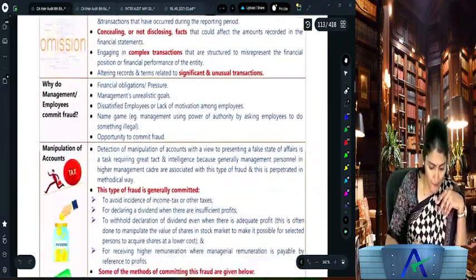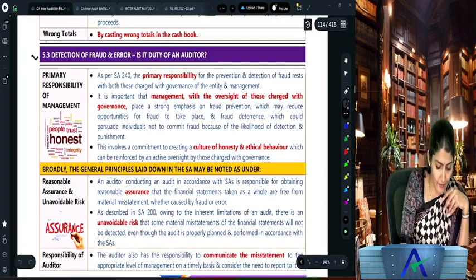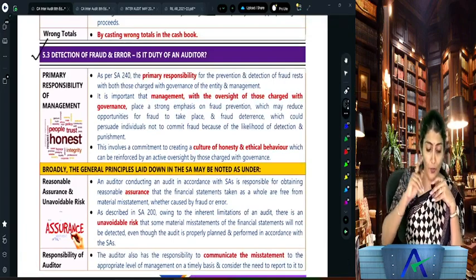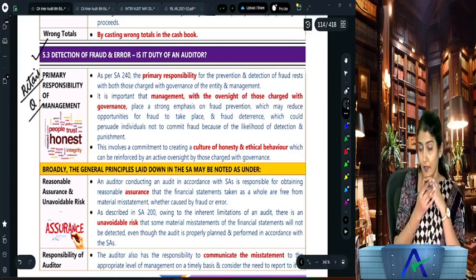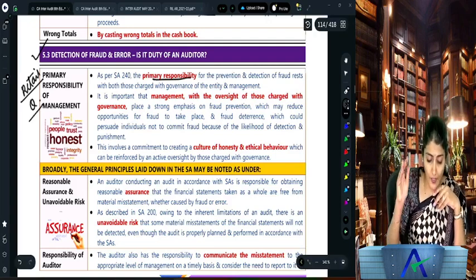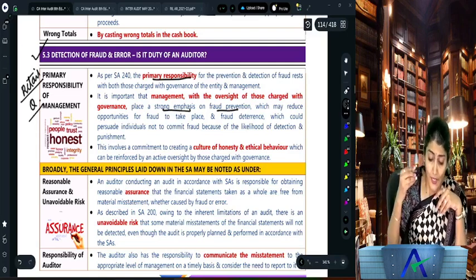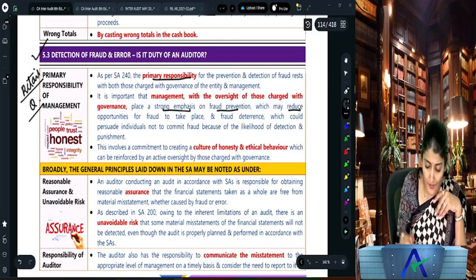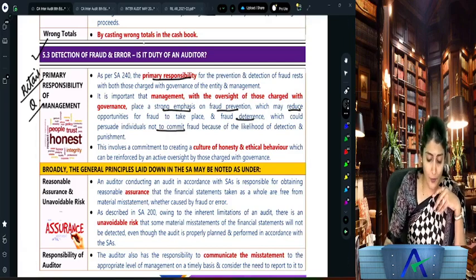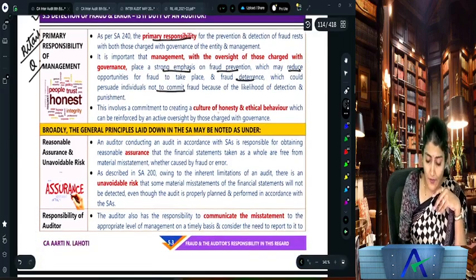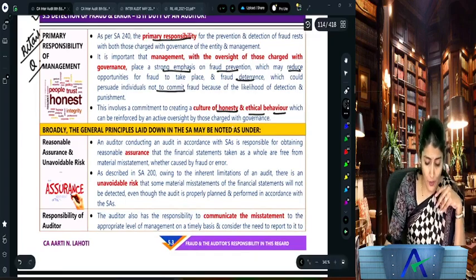So chapter number 5. Detection of fraud and error, is it the duty of an auditor? No. What do we say? Again, this part has been asked as a retail question in your exams. It is the primary responsibility of the management. Management has to place a strong emphasis on fraud prevention, reduce the opportunities for fraud to take place, and fraud deterrence, which could persuade individuals not to commit fraud because of the likelihood of detection and punishment. They need to create a culture of honesty and ethical behavior. Then what is the objective of the auditor?